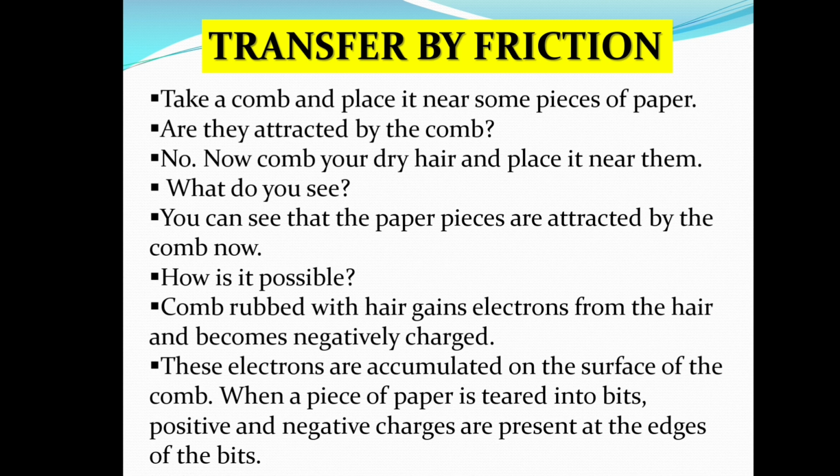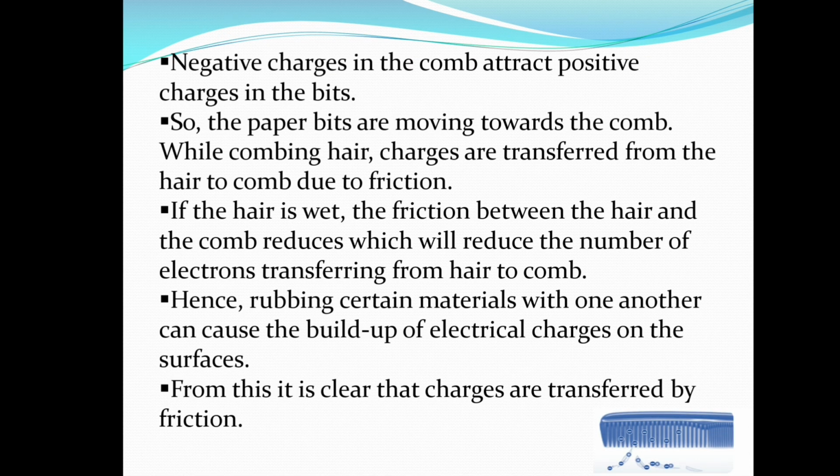So the electrons will be on the surface of the comb. When you tear a piece of paper into bits, they have positive and negative charges present at the edges. The negative charges in the comb attract the positive charges in the bits, so the paper bits move towards the comb. While combing hair, charges are transferred from the hair to the comb due to friction.